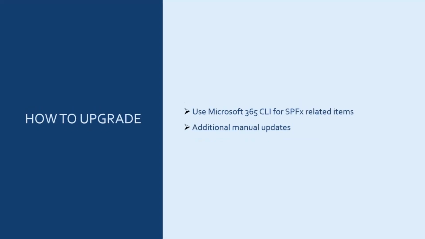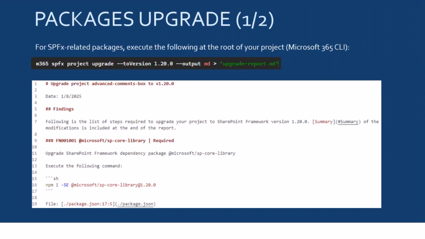So to do that, as Nello said, I used Microsoft 365 CLI, which is really helpful. And I also had to make some small additional manual updates that I will show you. So for the packages upgrade, no surprises here. I generated my report file with all the packages that need to be upgraded and the command to do so.